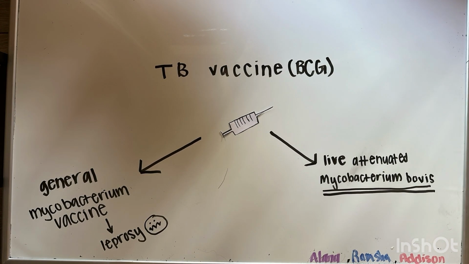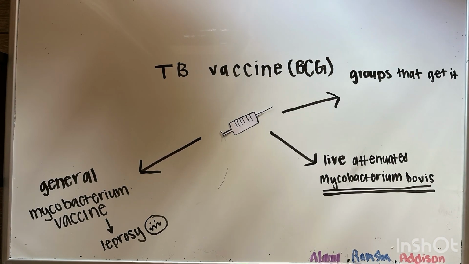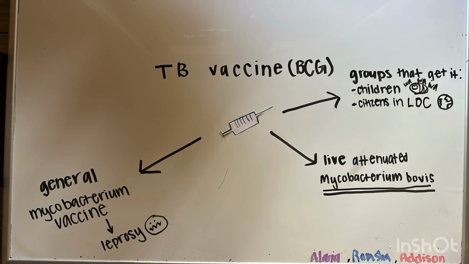The vaccine has a live attenuated version of Mycobacterium bovis to trigger an immune response without exposure to the wild pathogen. The main groups that are prioritized to receive this vaccine are children, citizens in developing countries, and those who are exposed to multi-drug resistant tuberculosis.